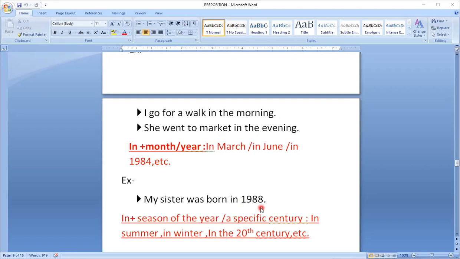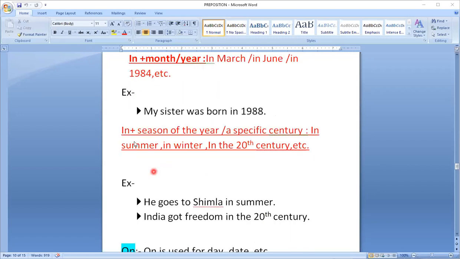Okay, now another use of in: the seasons of the year and a specific century, in summer, in winter, in the 20th century. Here, students, you notice that when we talk about seasons, like summer, winter, or spring, we use the in preposition before the season. Another use of the in preposition is before a specific century. When we talk about a specific century, as the 20th century, the 19th century, we use the in preposition.